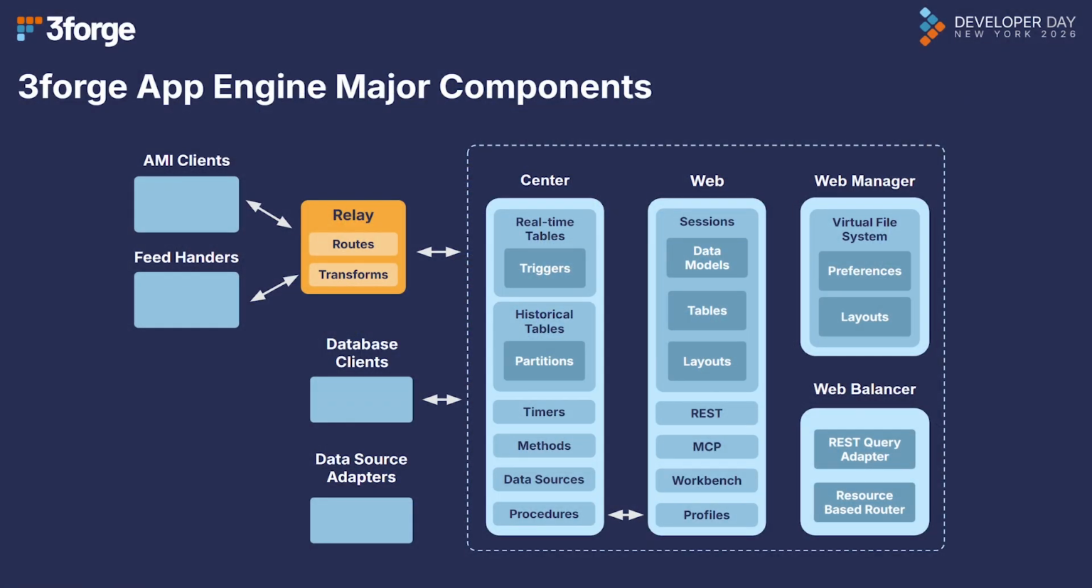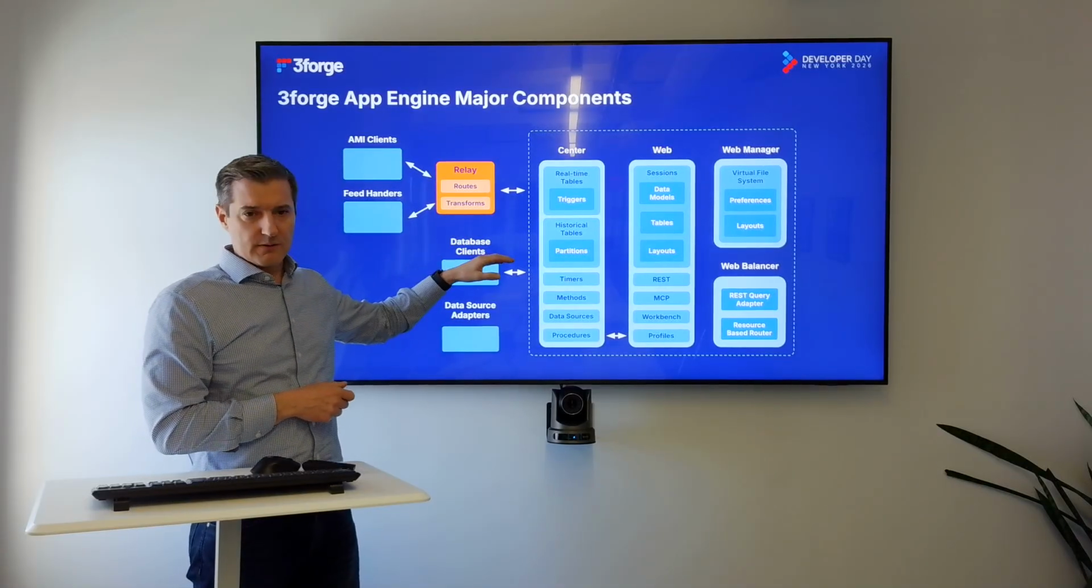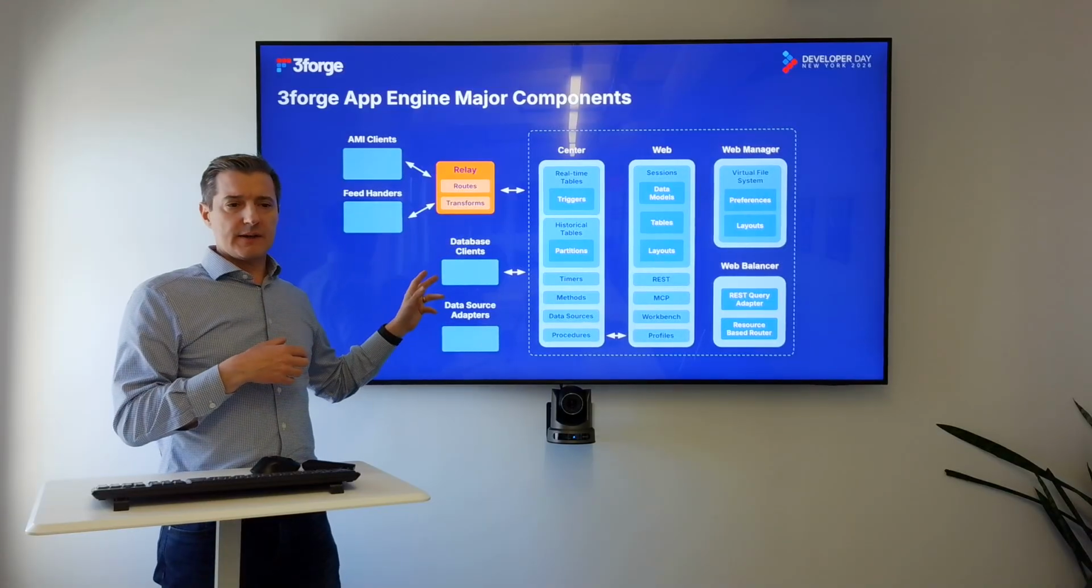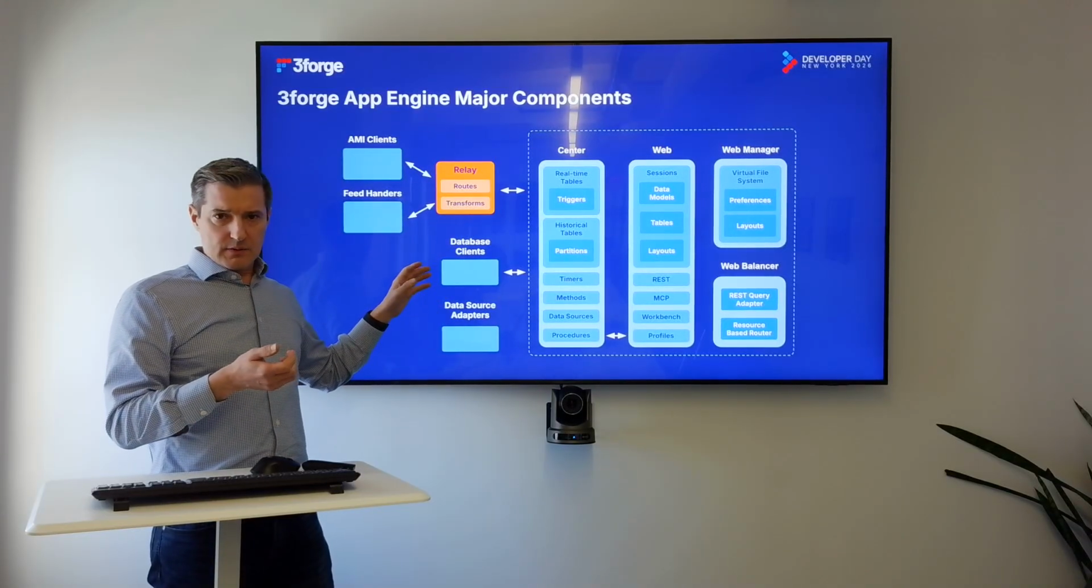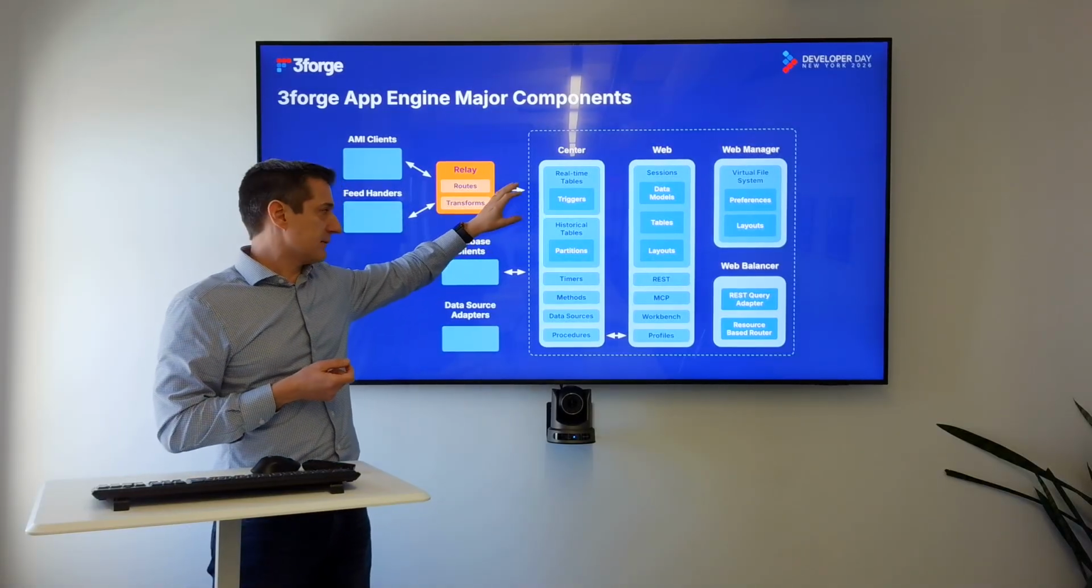Working left to right, we have centers. Centers are like a database back end that 3forge has. The center has real-time tables as well as historical tables. Real-time tables have things called triggers in them. Triggers let you add business logic when data is being inserted, has been inserted, is being deleted, is being updated, before and after. Sometimes you'll hear us refer to the concept of a CEP engine, for event processing, and that's really referring to our trigger framework in particular.